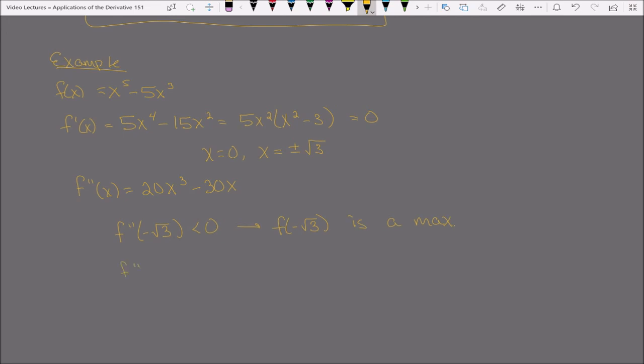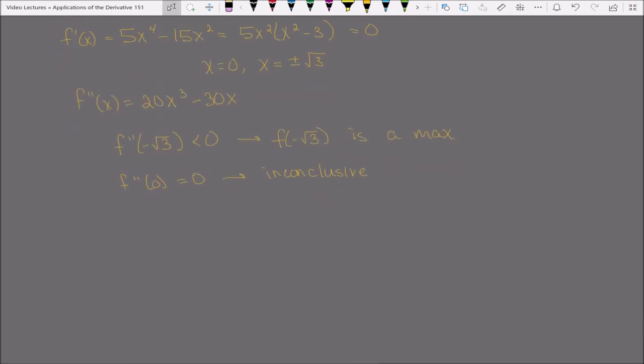If we take a look at f double prime of 0, that'll give us 0. This means that the test is inconclusive. If we take a look at f double prime of root 3, we'll get something greater than 0, which means that f of root 3 is a min.